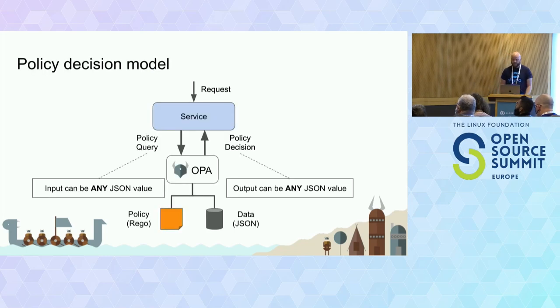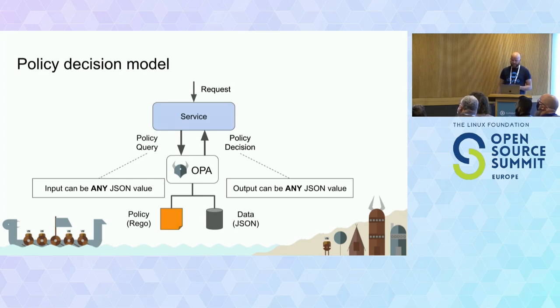So the first thing to keep in mind is this: it's a policy decision model. It's about how OPA can integrate with all these services and technologies. And most of these technologies didn't have OPA in mind when they were created, so we've had to shoehorn in OPA somehow. So how does that work? The decision model works like this.